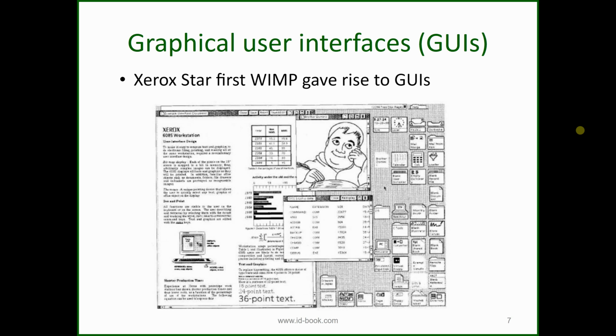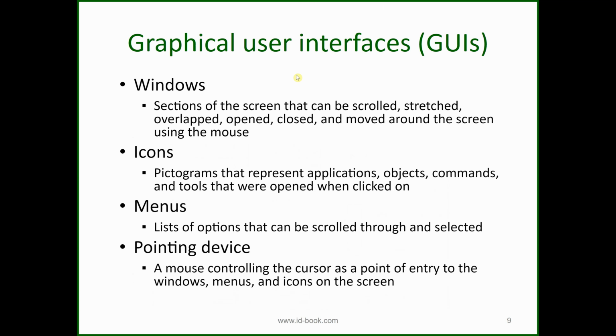The second oldest interface that has been around for a while is the graphical user interface. The first version of the graphical interface was known as WIMP, and it belonged to the first personal computer called Xerox Star, which was only available in research labs. So WIMP stands for Windows, Icons, Menus, and Pointers.